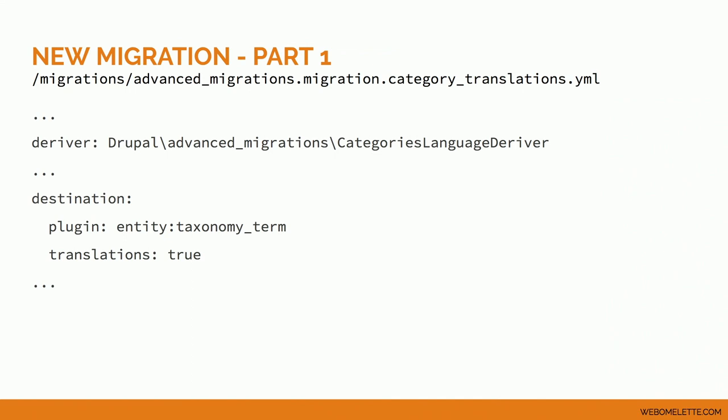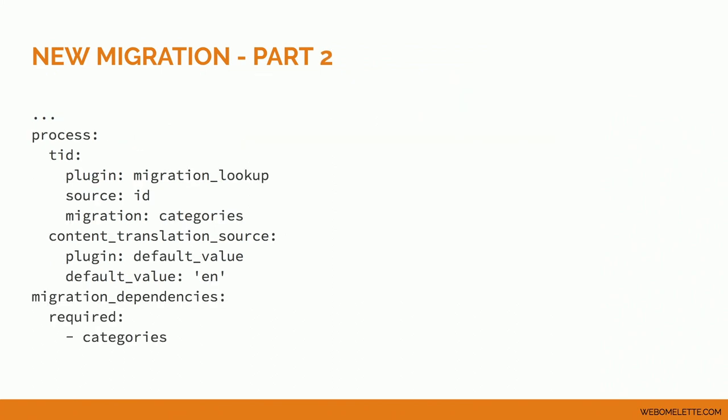Second, for the destination, we just need to specify, and this has to do with multilingual aspects rather than migrations, rather than derivatives, that we have to tell it to save translations. Without this, it would save new entities instead of trying to save on the existing entities as translation. This is part one. Part two.